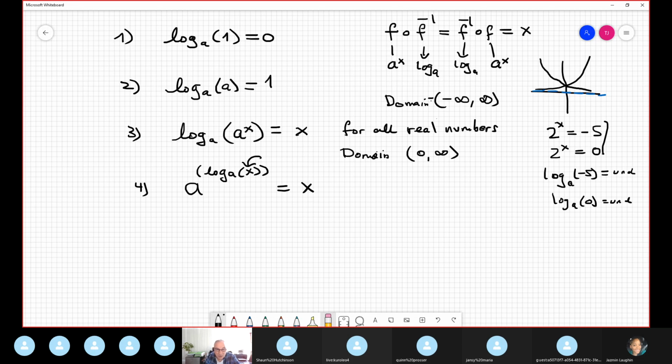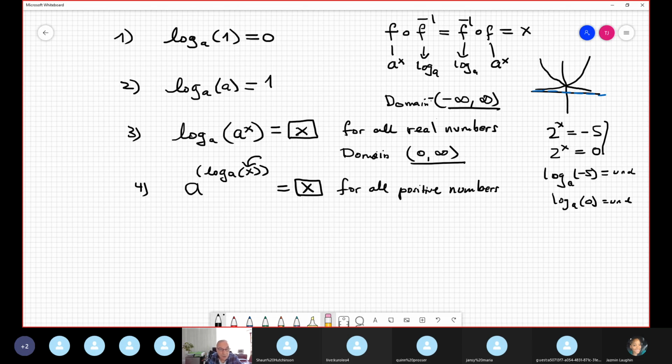Therefore, in this case, the answer is x for all real numbers. But in this case, x only holds for positive numbers. This is important. We are going to use this, I promise, in a moment.